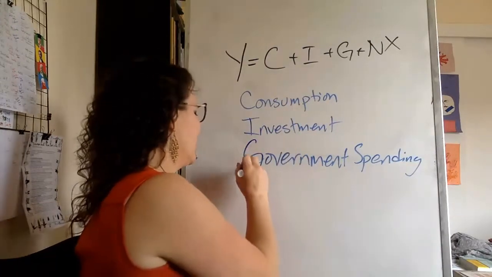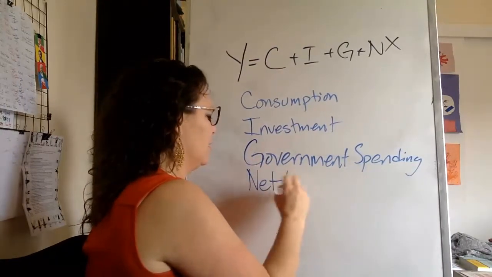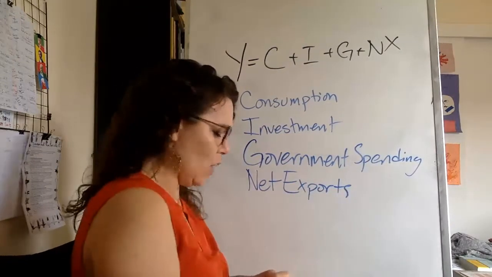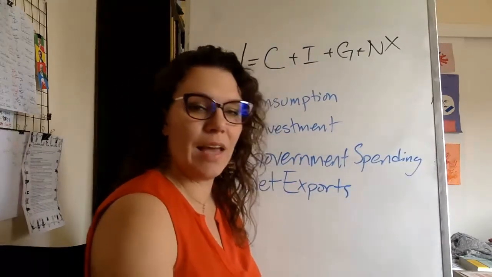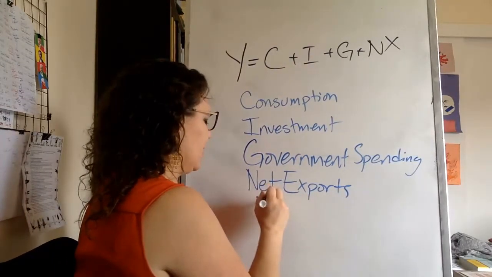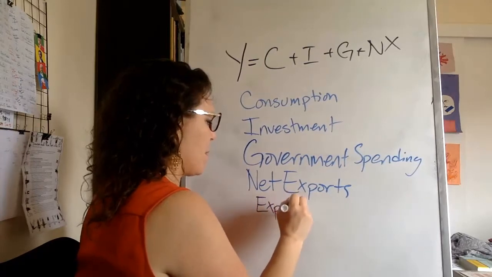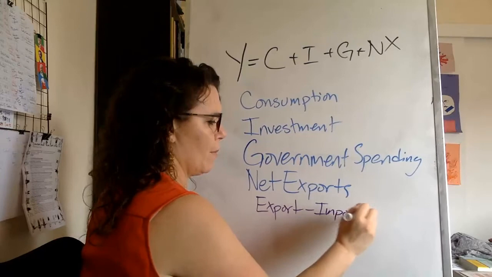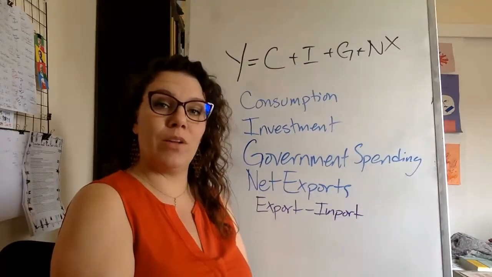And then the last one is net exports. That's just saying, hey, we want to make sure that we're only looking at the goods that we actually produce. So it's going to be everything that we export minus everything we import. So those are the four components of GDP.